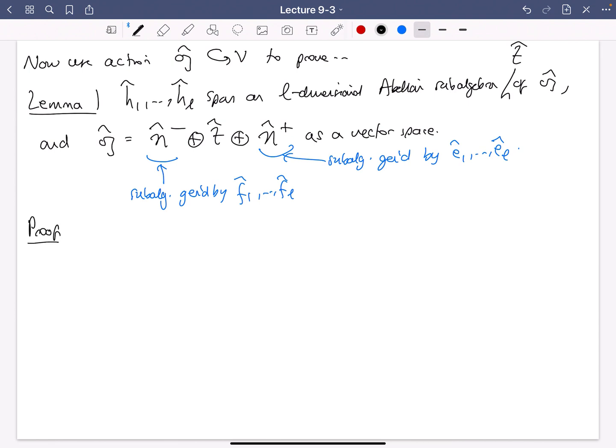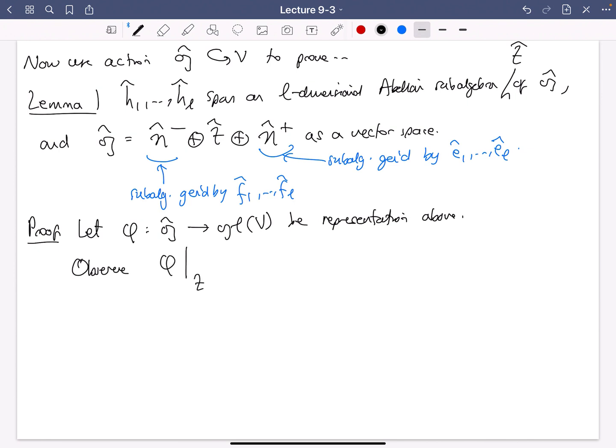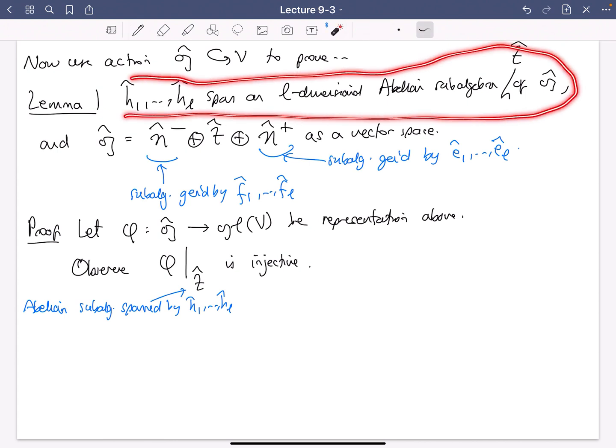So we're going to use this representation. Let phi from G hat to GL V be the representation defined above. I'm going to first observe that phi restricted to T hat, the subalgebra spanned by the H's, where, yeah, where can I write it? Over here somewhere. In fact, it's an abelian subalgebra because of the relation S1, right? The H hats commute. So I'm going to show that this restriction of phi down to T hat is an injective linear map. That will establish the first little part of the proof.